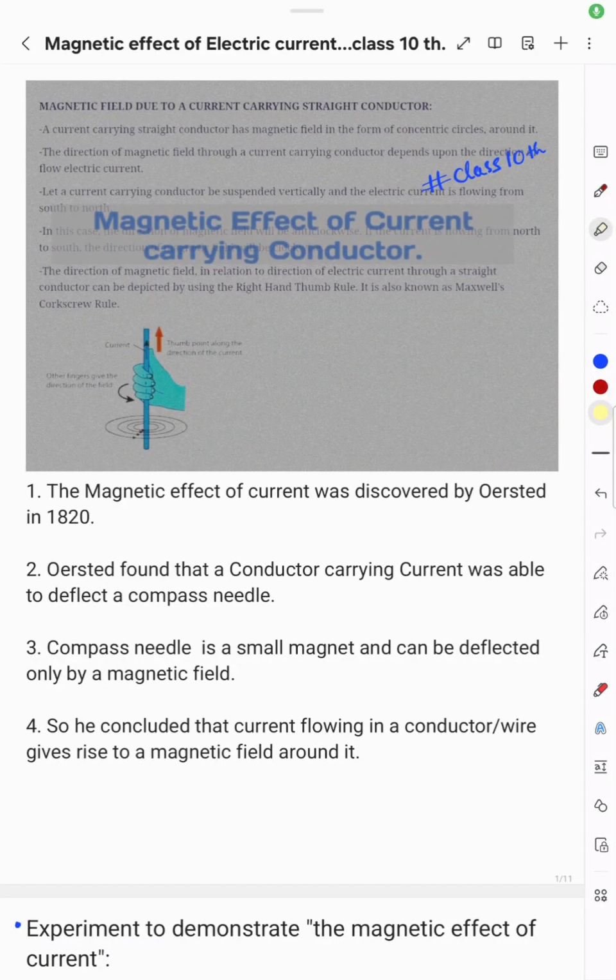Hi students, today let's discuss the magnetic effect of electric current. We will cover the important topics as a quick revision for exams.